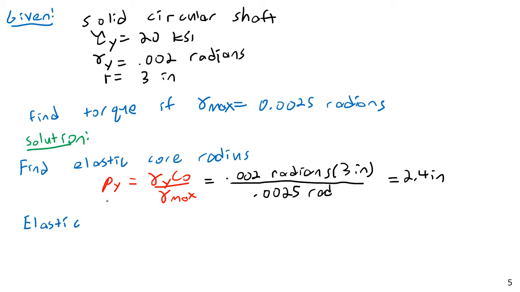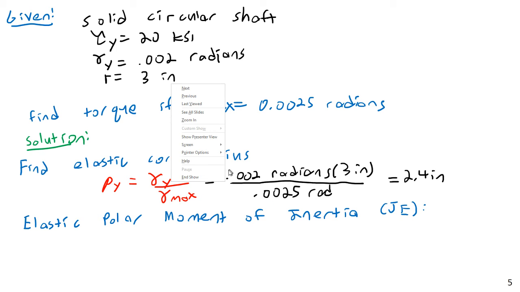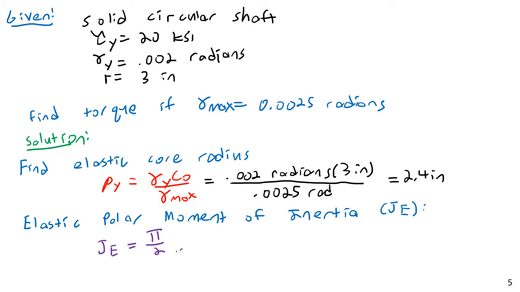Elastic polar moment of inertia, J subscript E. For JE, we're just going to use the formula from before. We know that JE equals pi over 2 times rho y to the 4th power minus c internal to the 4th power. However, this is a solid shaft, it's not hollow, so this just goes away to 0.